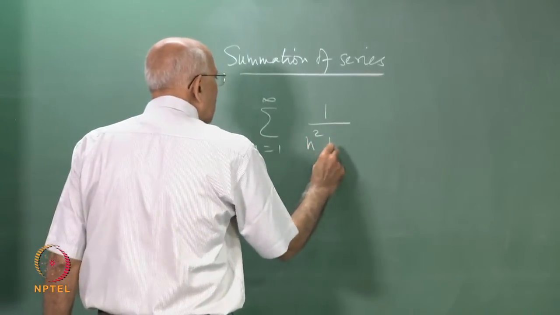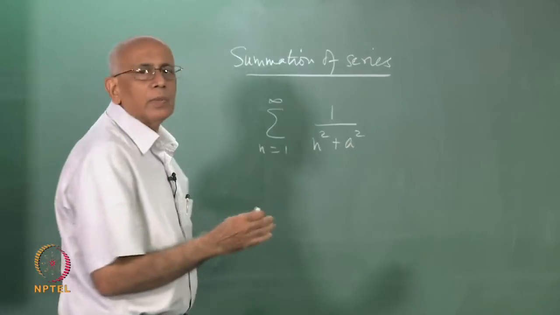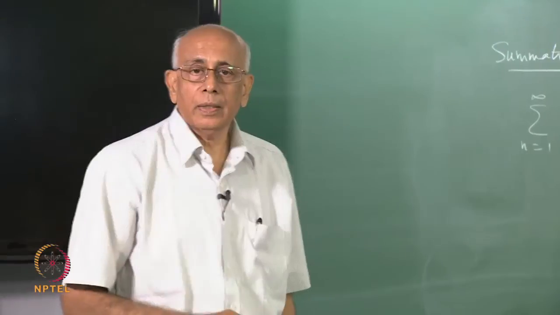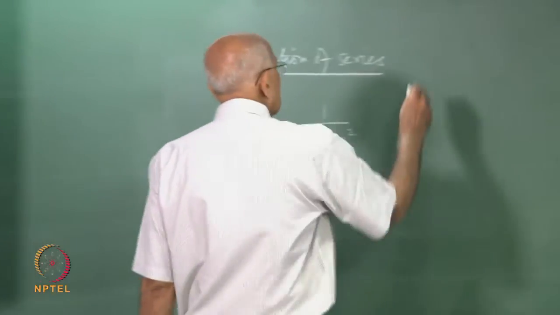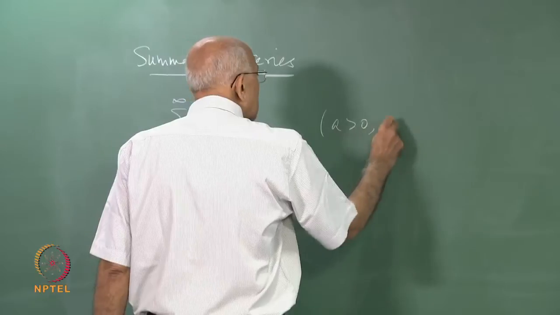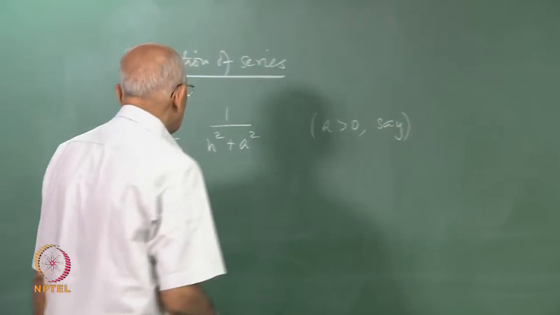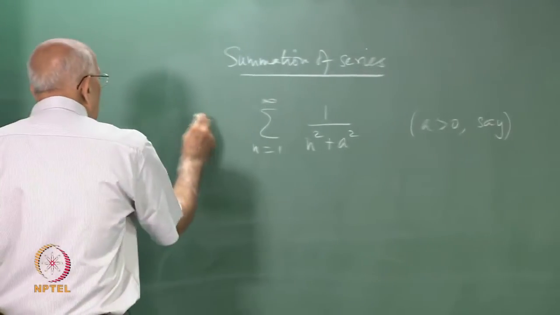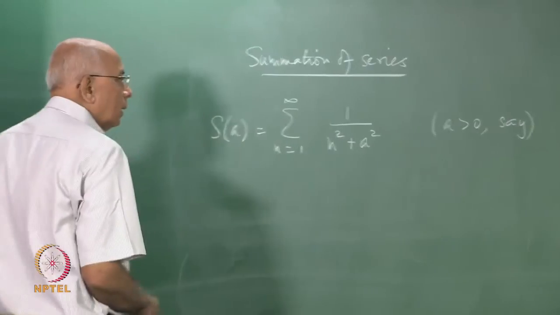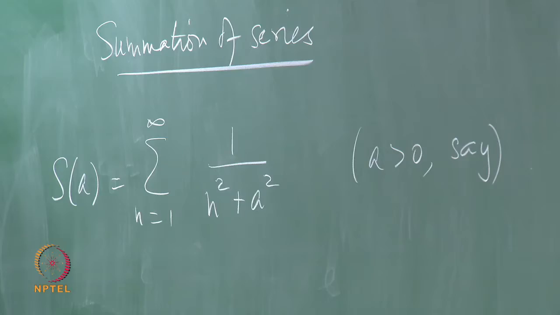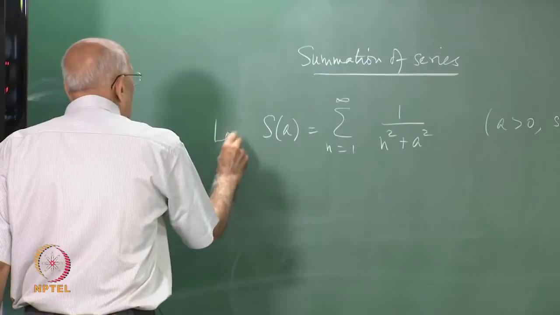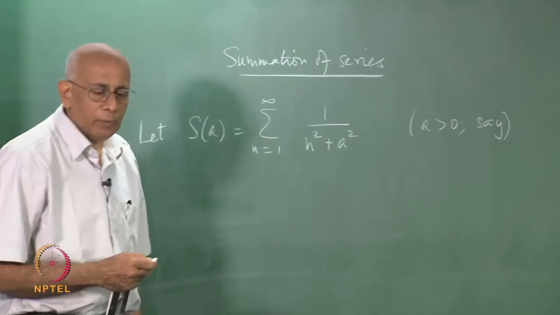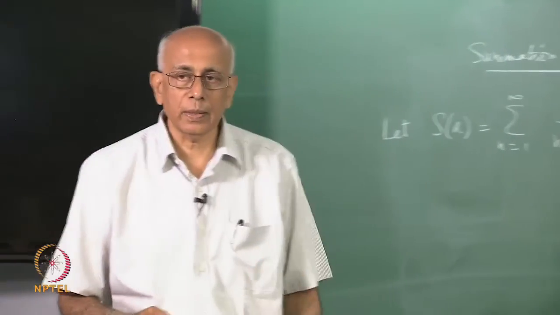So let us evaluate 1 over n squared plus a squared, where a is some real constant. Real or complex does not matter at this stage, but let us call it a real positive constant, so a greater than 0 just to be specific. So I would like to sum this series as a function of a. So let us call it S of a equal to this. And we need to compute what this quantity is as a function of a and get a closed form answer if possible, and from that if I set a equal to 0 I should be able to get zeta of 2.